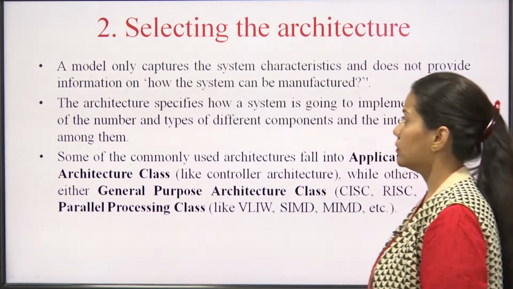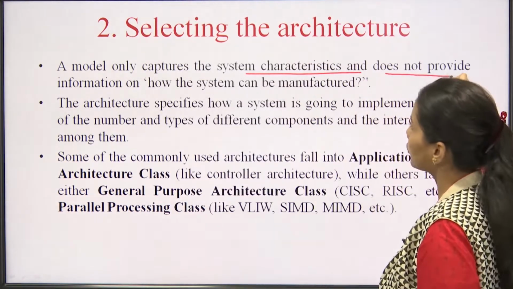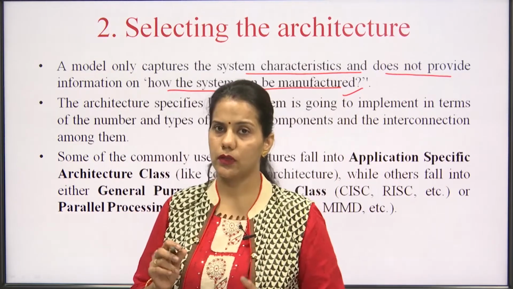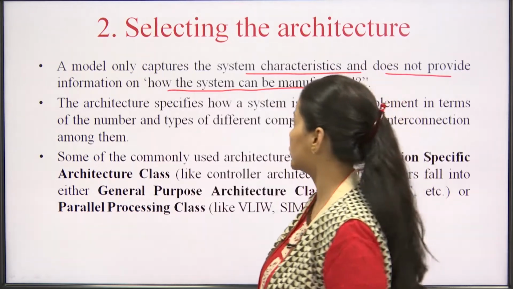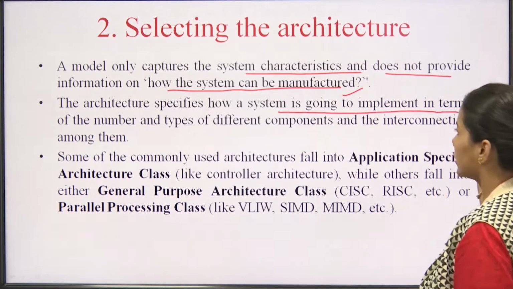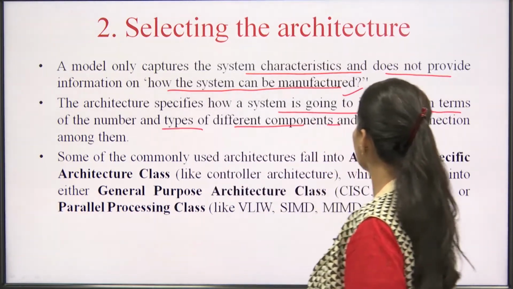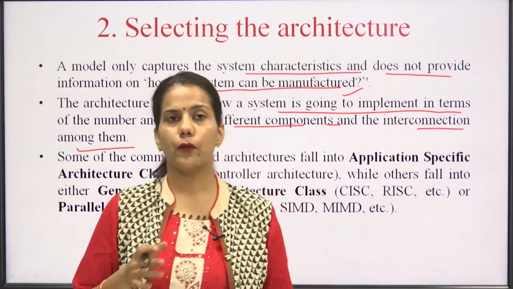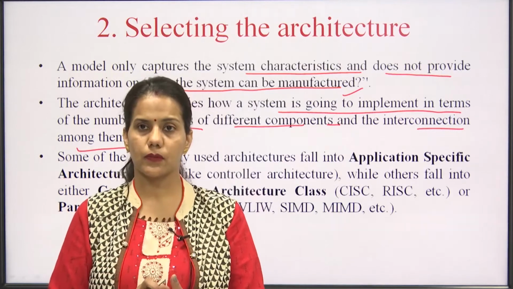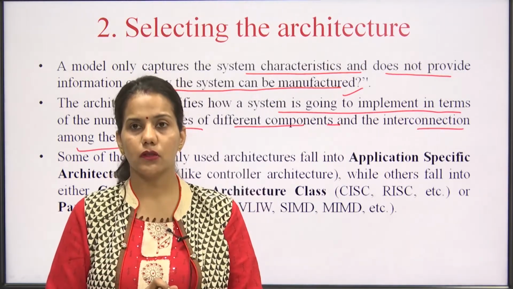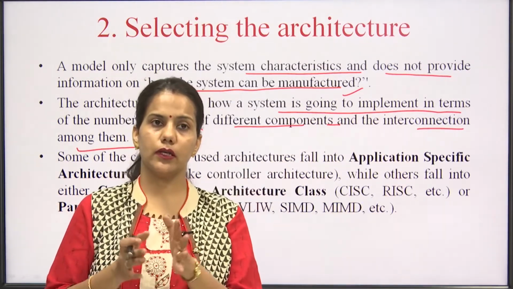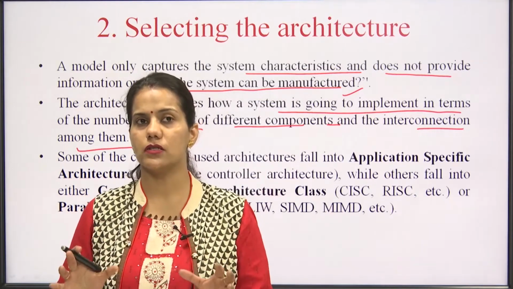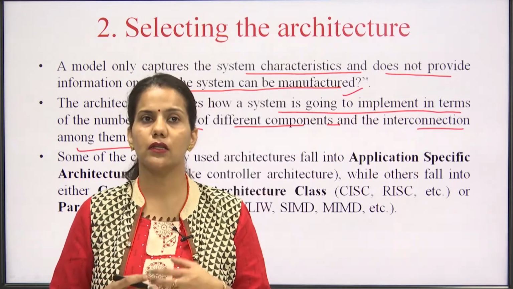When we talk about the architecture selection, the model only captures the system characteristics and does not provide information on how the system can be manufactured. So, this is the architecture part, that is how the design has to be implemented, how the system has to be manufactured. The architecture specifies how a system is going to be implemented in terms of the number and types of different components and the interconnections among them. The important points we are going to consider are its cost, its area of implementation, its power analysis, its time critical conditions, and its weight. All these factors have to be kept in mind when deciding the architecture, when deciding the implementation part.